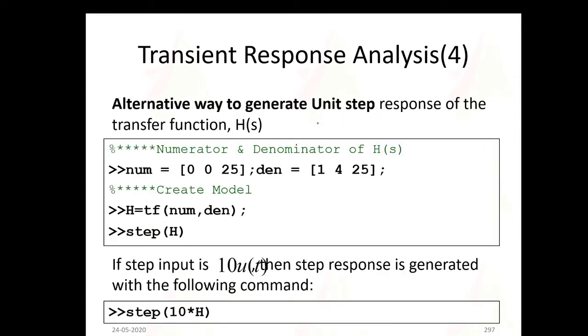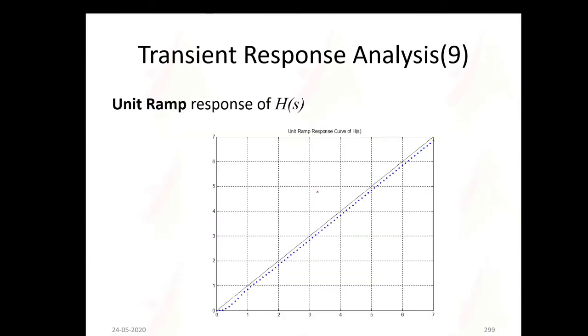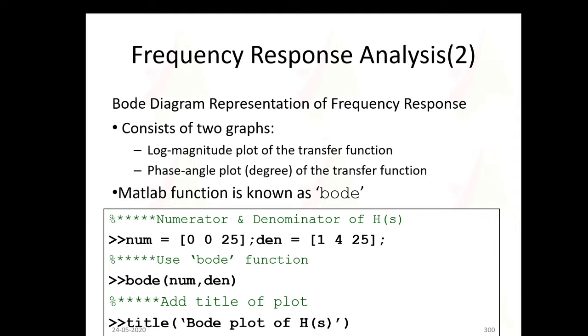And an alternative way of getting the unit step response, you can see here. I already told this one. You have h equal to the transfer function of num comma 10. This is the step h, and if you want to increase the step input 10 times, you can give it like this also. And you have the ramp function, the MATLAB code for the ramp function. You have 0 to 1 and plot, and you have the ramp function. I am creating this one, a transient analysis of the ramp function, and frequency analysis.